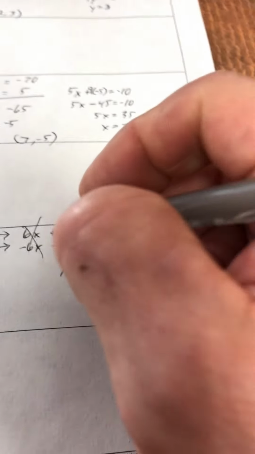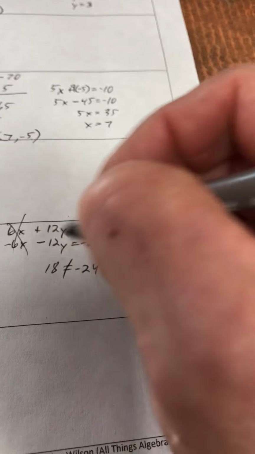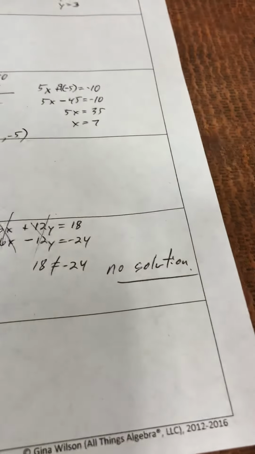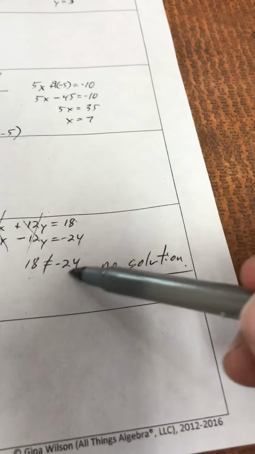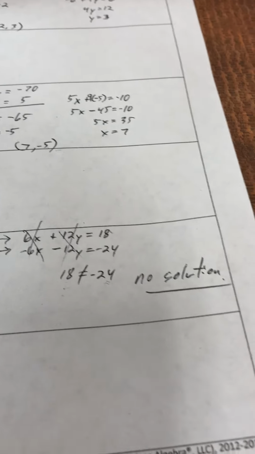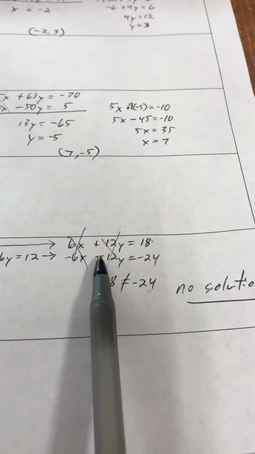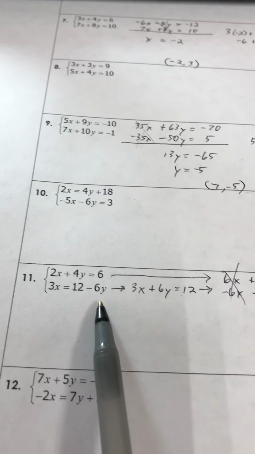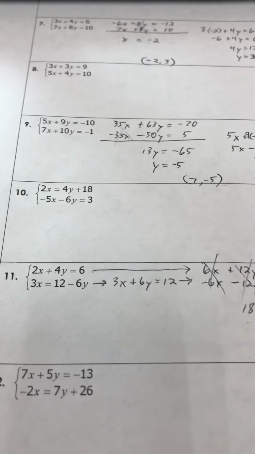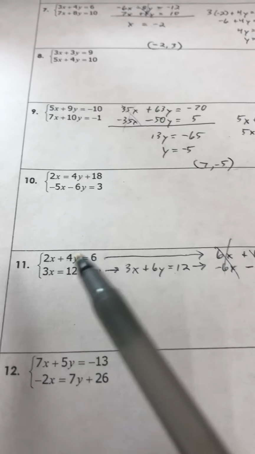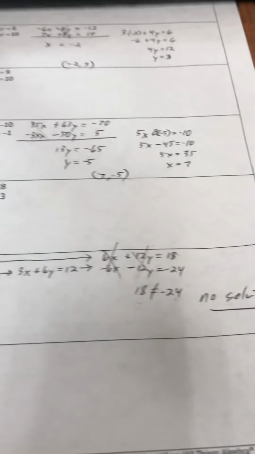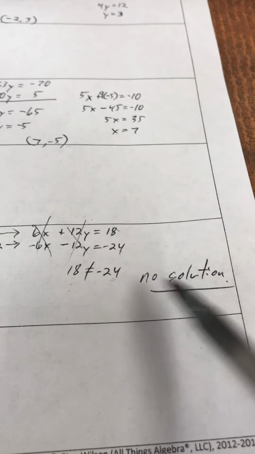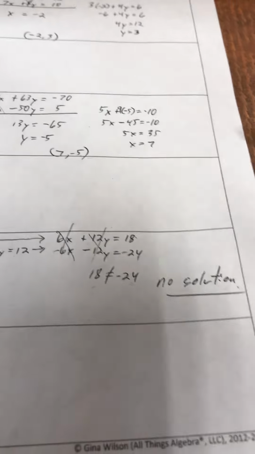Here's the thing. I have 12y minus 12y. This cancels. Both my x and y's cancel out. So you'll notice I have an 18 and a -24. Now these are not the same. They do not equal. So that means it's no solution. In other words, these are parallel lines. If you were to actually take these and put them in slope-intercept form, these two lines would have the same slope. Having the same slope means that there's no solution. They're never going to cross. So these are parallel lines.